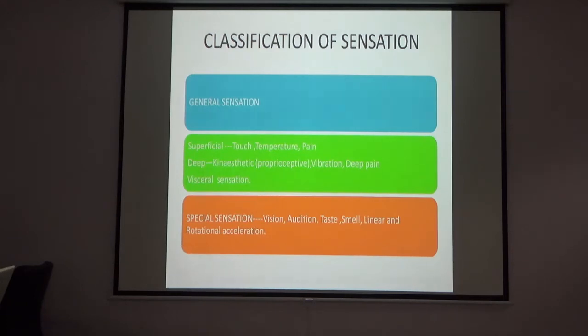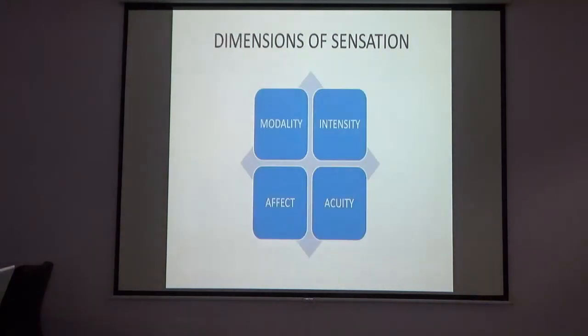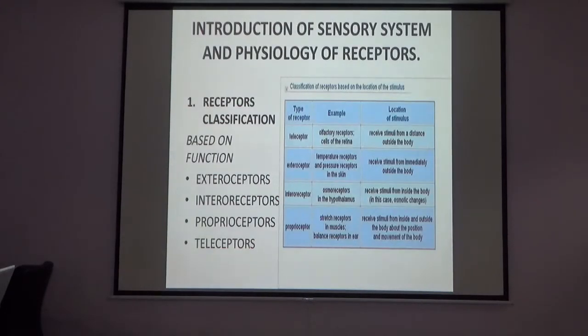The general included superficial and deep sensations, and the special sensation included vision, audition, taste, smell and linear and rotational accelerations. Then we also talked in detail about dimensions of sensation under 4 categories mainly, that is modality, intensity, affect and acuity.